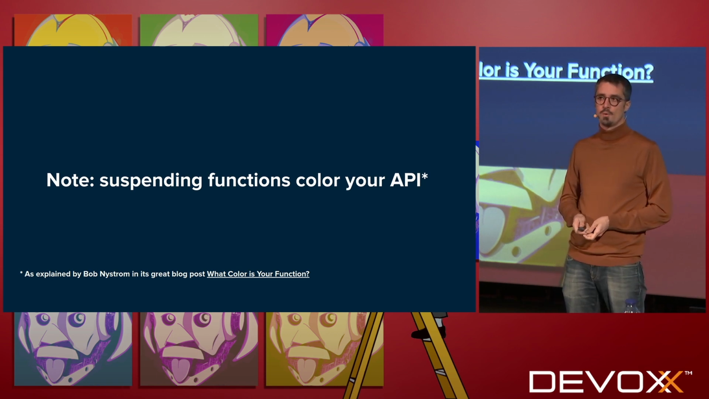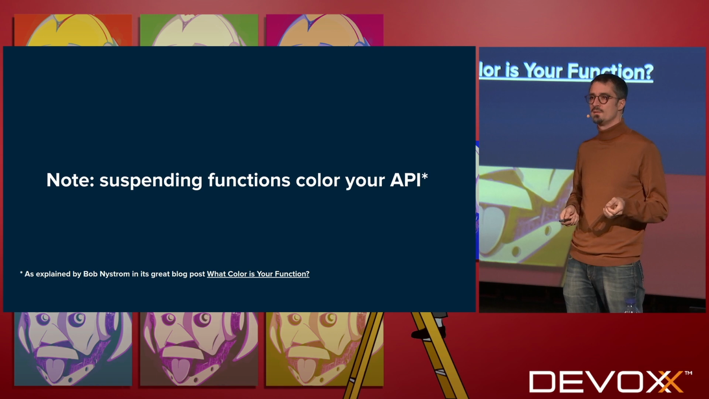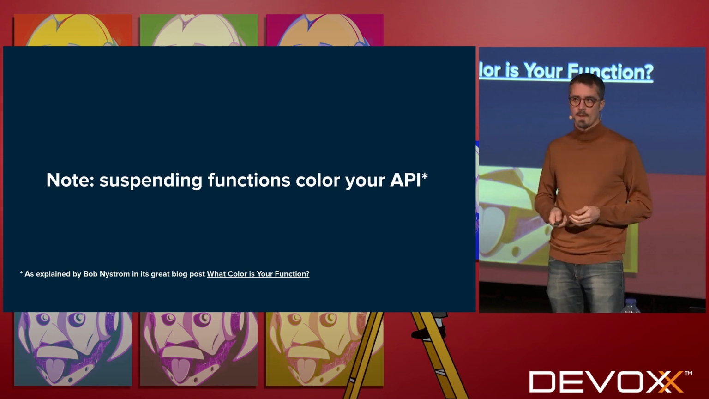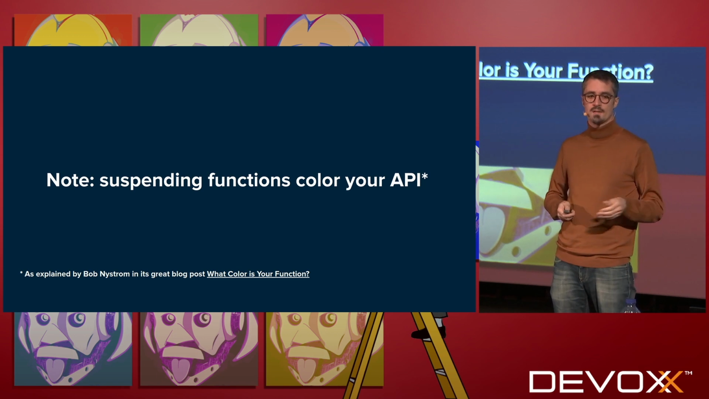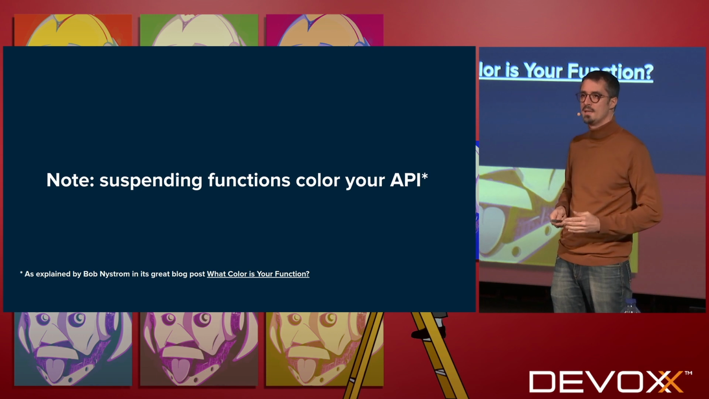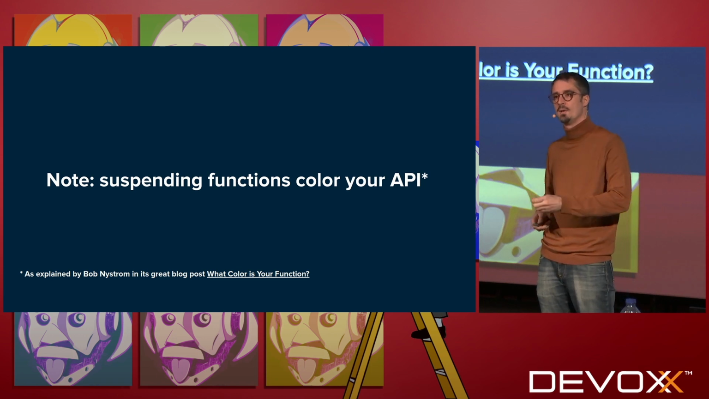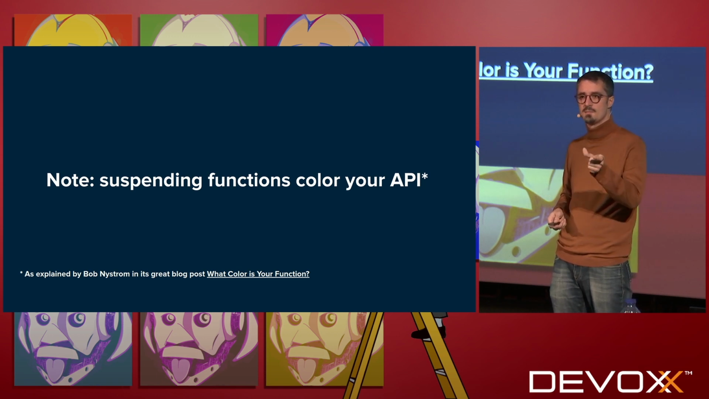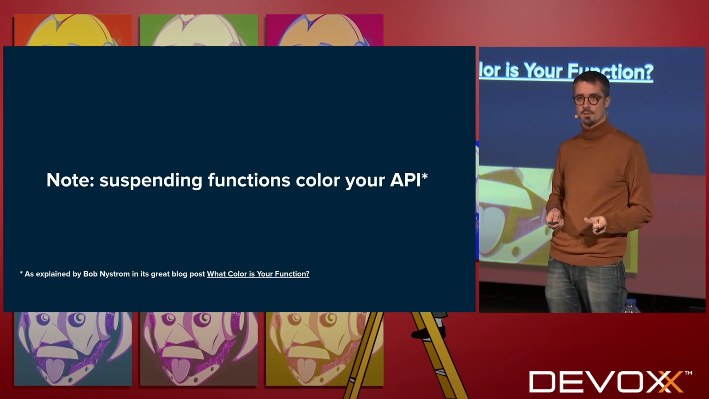Suspending functions color your API, and I think that's not a bad thing, but it's a characteristic you need to keep in mind. There is a difference between suspending and non-suspending functions. For example, if you are using Mono or Flux, there is a regular API and there is a reactive API that deals with Flux and Mono. With coroutines, the fact that a function is a suspending function is explicit, and you can't call a suspending function from a non-suspending function.